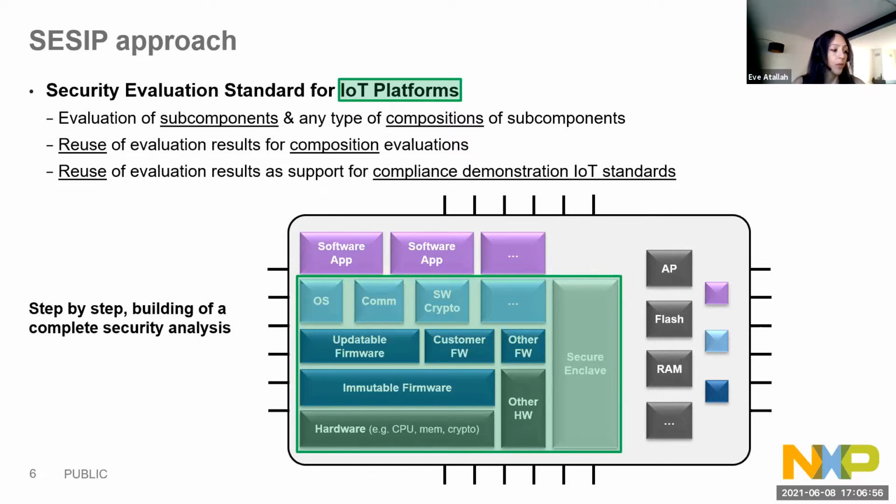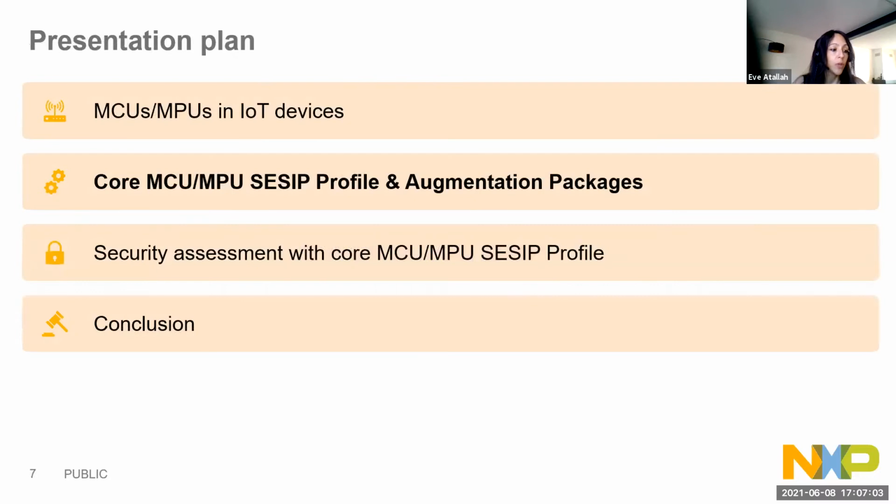So the first step for building this security assurance of IoT devices is to evaluate the security of the core MCU/MPU, meaning the MCU as it will be provided by the initial hardware developer, manufacturer. And for this, in SESIP, a specific security profile has been developed.